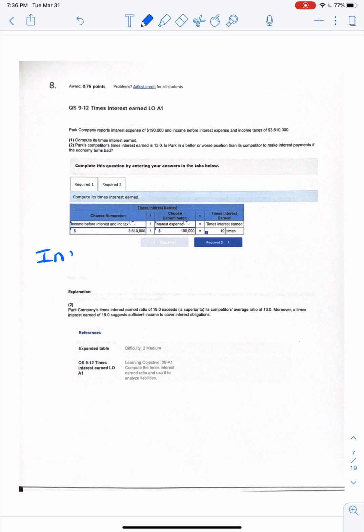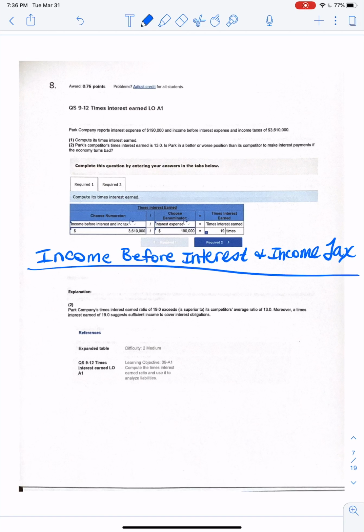The way this is going to be computed is we're going to take income before interest and income taxes divided by my interest expense. And when I do this, what I'll see is that I've got $3,610,000 in income before interest and income taxes, and that's right there, given to us in the question.